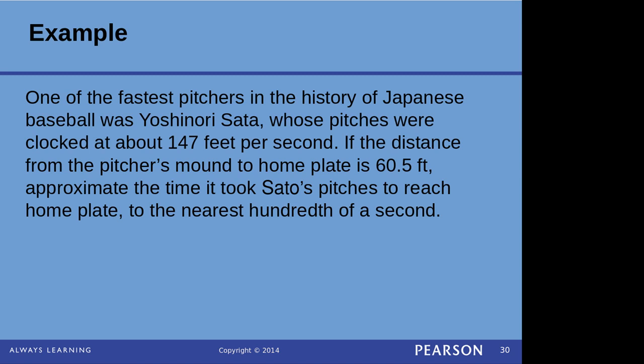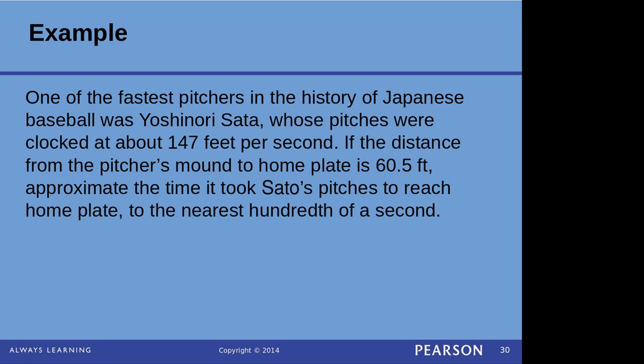So in Japanese baseball, I'll read it fully. One of the fastest pitchers in the history of Japanese baseball was Yoshinori Sato, whose pitches were clocked at about 147 feet per second. If the distance from the pitcher's mound to home plate is 60.5 feet, approximate the time it took Sato's pitch to reach home plate to the nearest hundredth of a second.